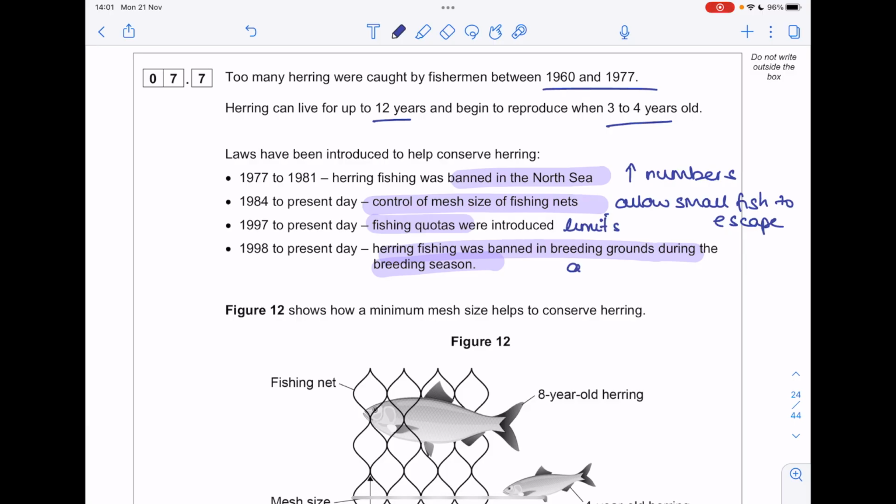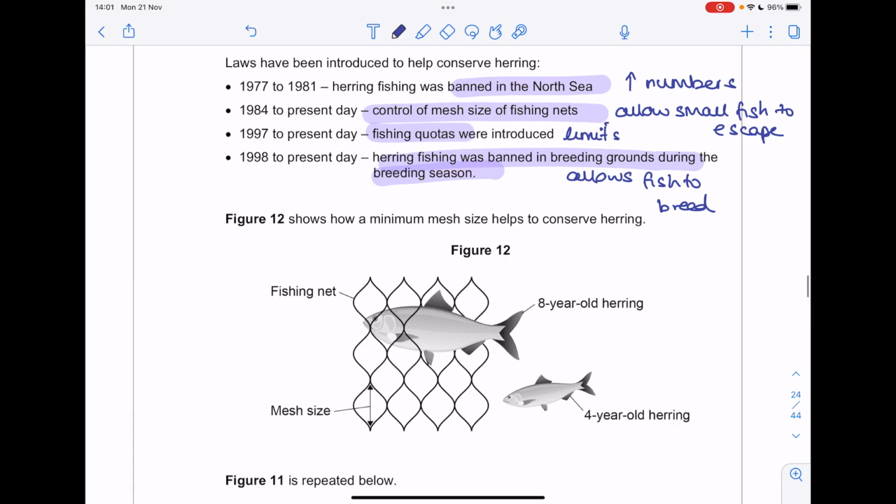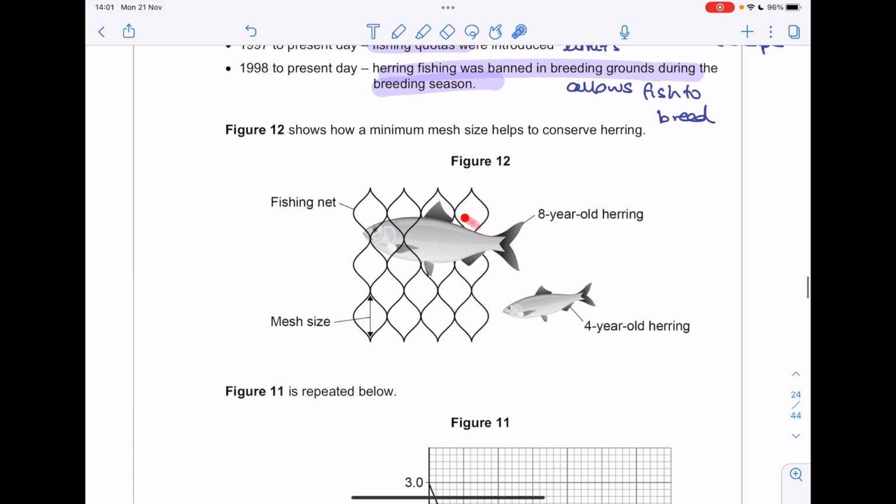And then it allows them to breed. This ban on fishing during breeding season. Figure 12 shows how a minimum mesh size helps to conserve herring. Oh wow, look, they've drawn it. Look, the little baby fish can escape.